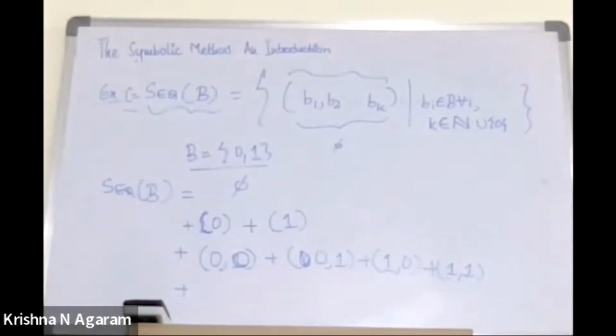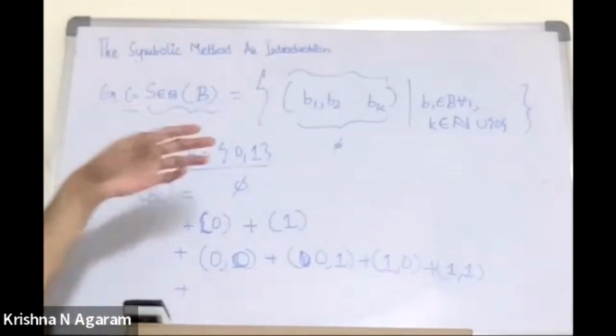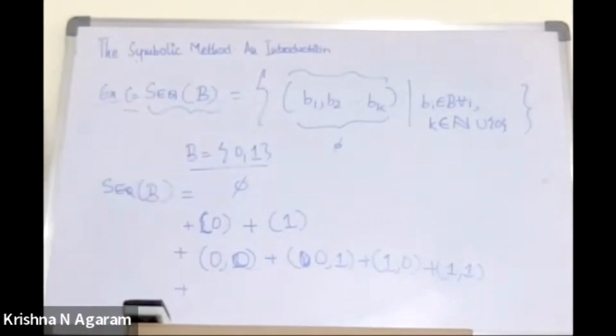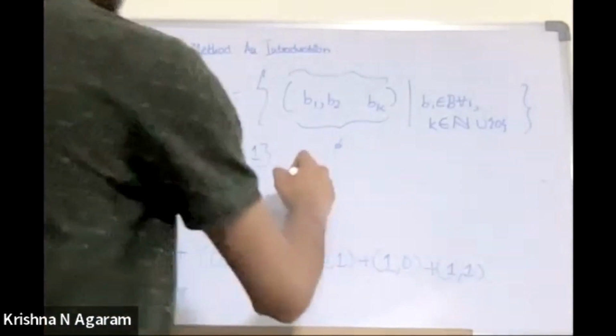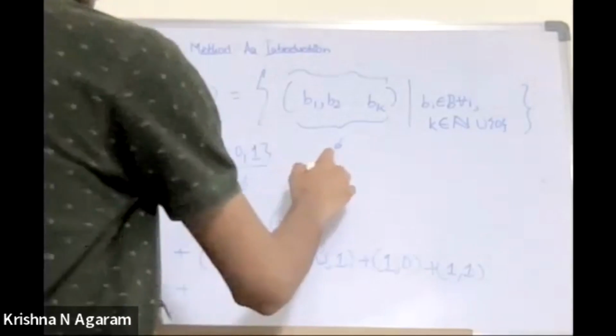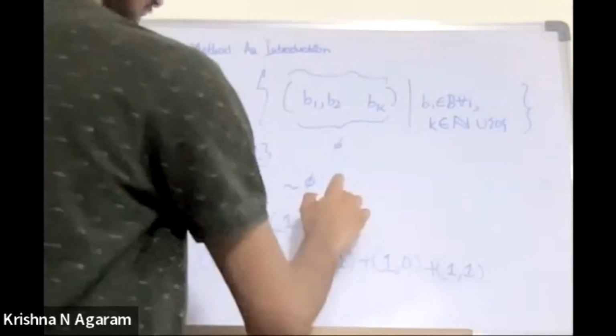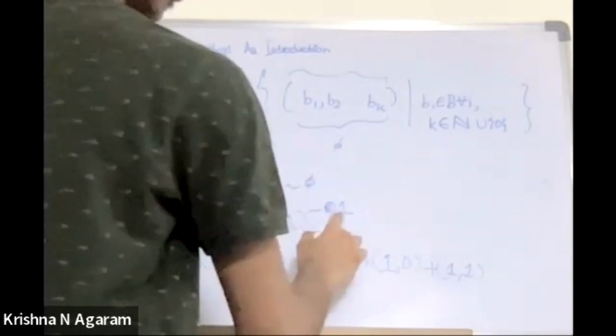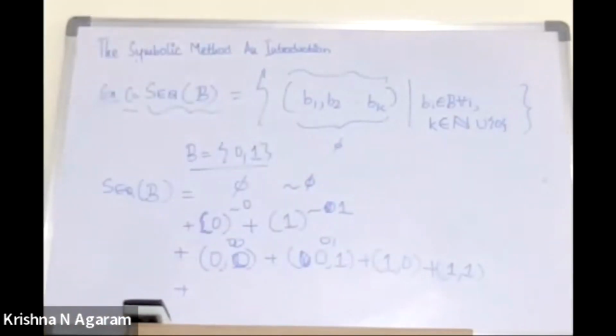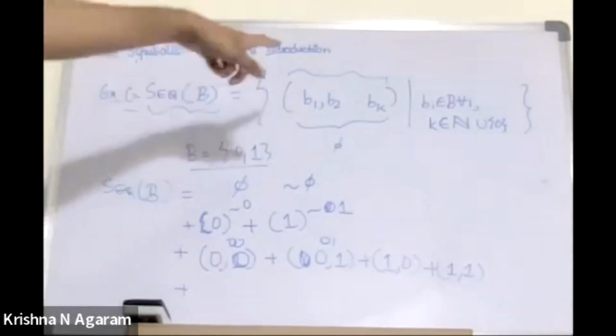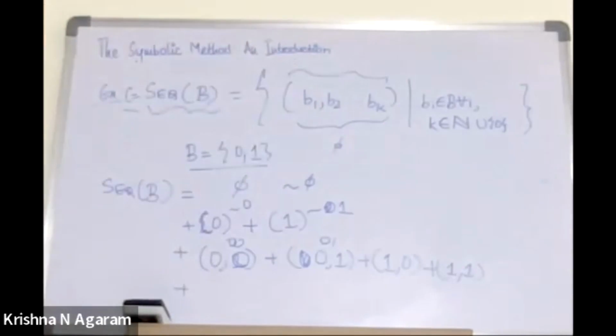You get essentially the sequence of B, which is very similar to the set of all binary strings, right? You see, this is the empty binary string. This is the string 0, this is string 1, this is 0, 0, this is 0, 1, and so on, right? You see, this is the sequence of B, as constructed.